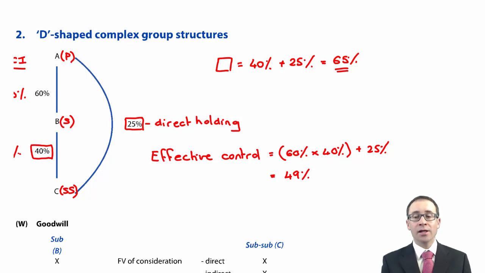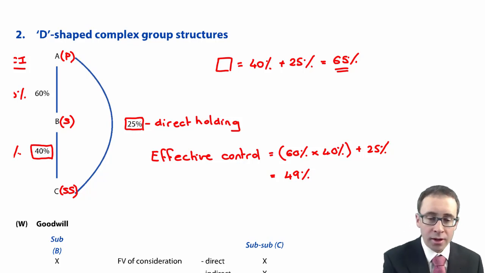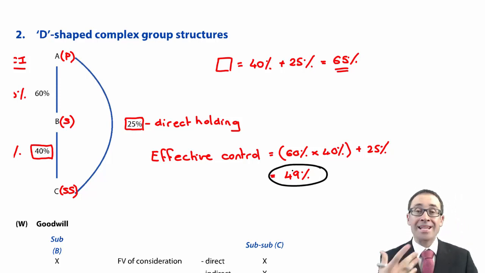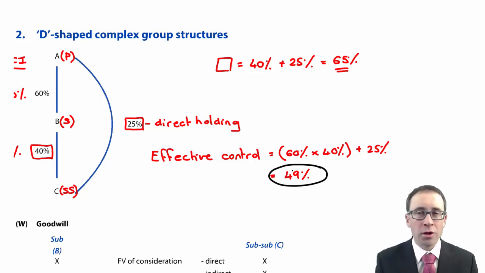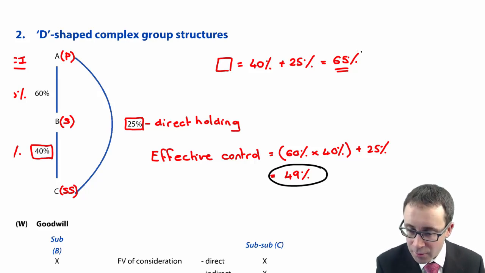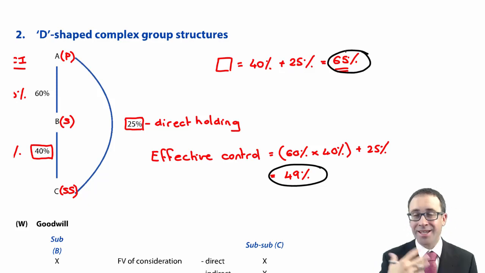So do just be careful. We have an effective level of control of 49%, which is less than 50, isn't it? So it might lead you to think there that C is some form of sub-associate. But if you think about the voting power, the key bit that we've got there is that we have the rights to cast 65% of the votes in C.